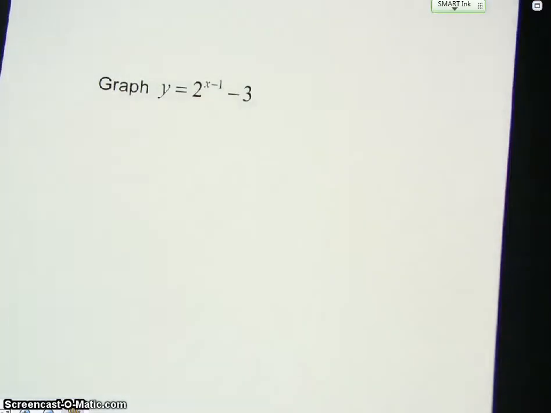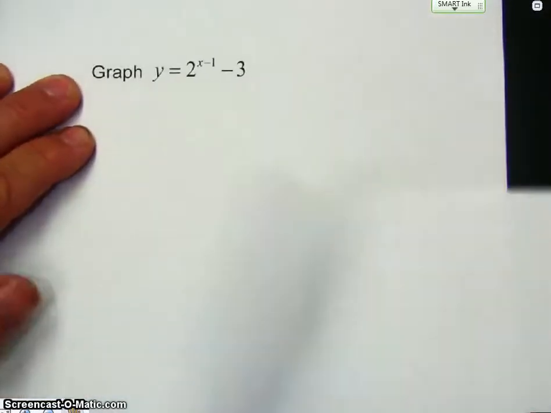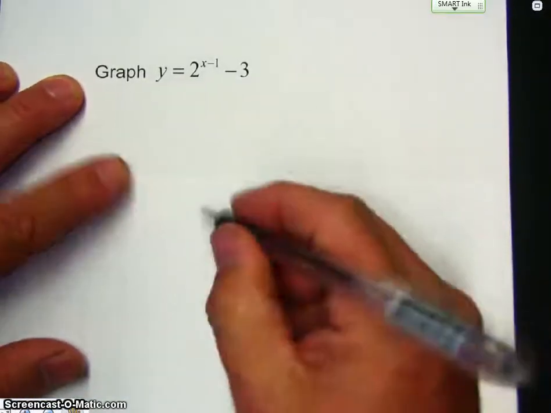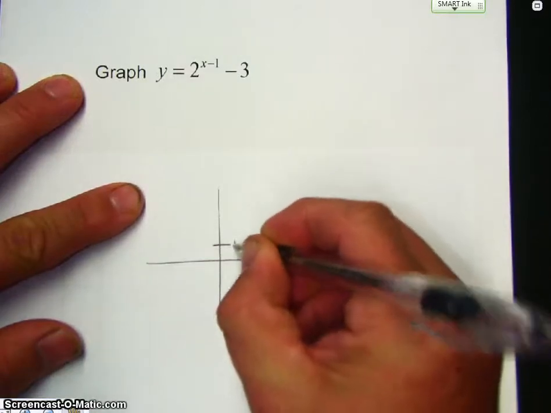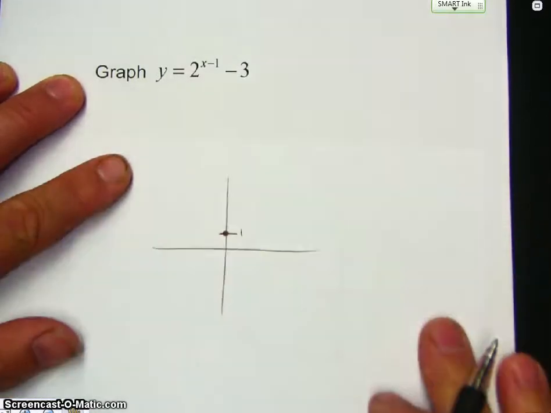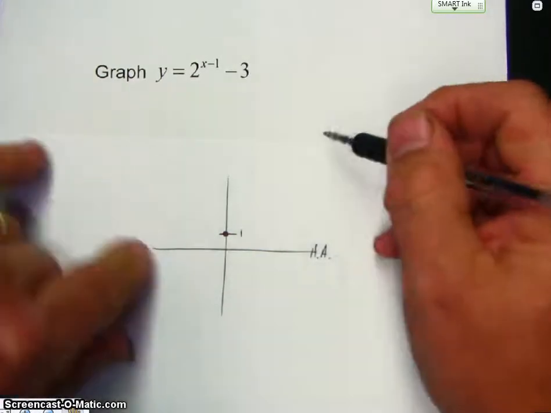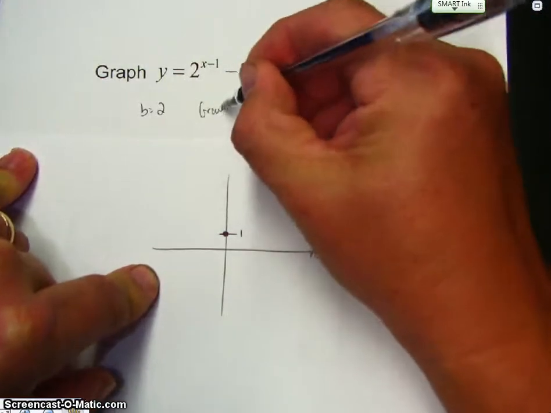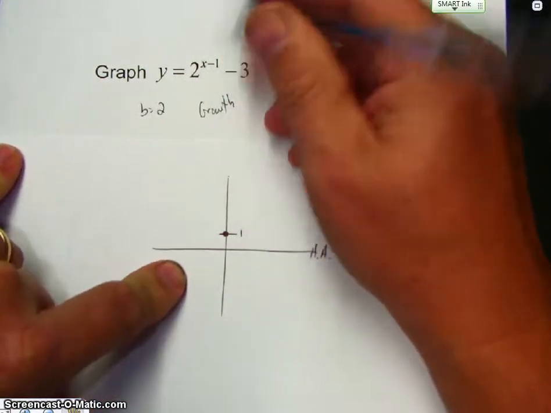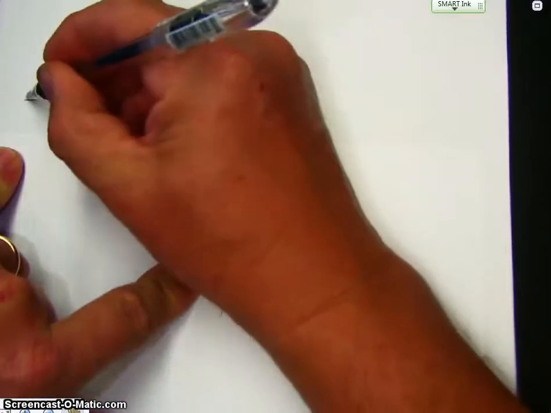Let's look at another example. So, let me draw the parent function again. This is at 1, right? The horizontal asymptote is the x-axis. Now b is 2, so that means it's greater than 1, so it's growth. X is in the exponent, so therefore it's exponential growth. So that means my graph is going to look something like that.